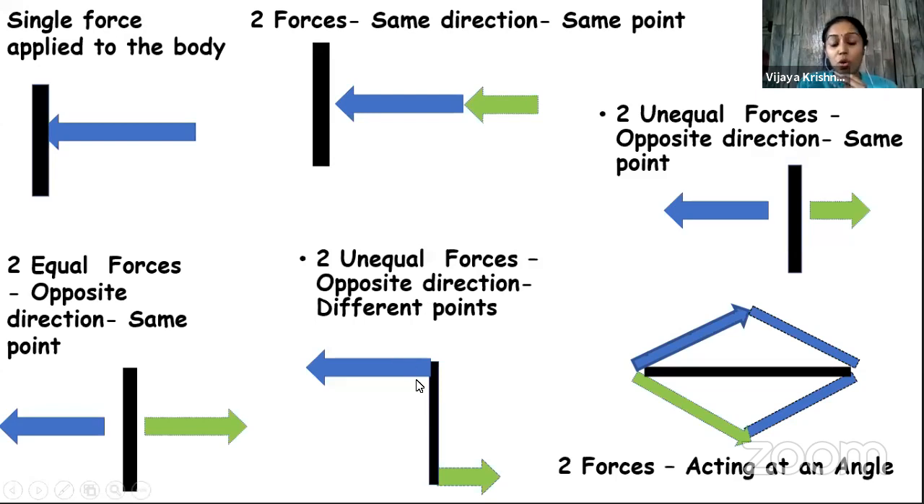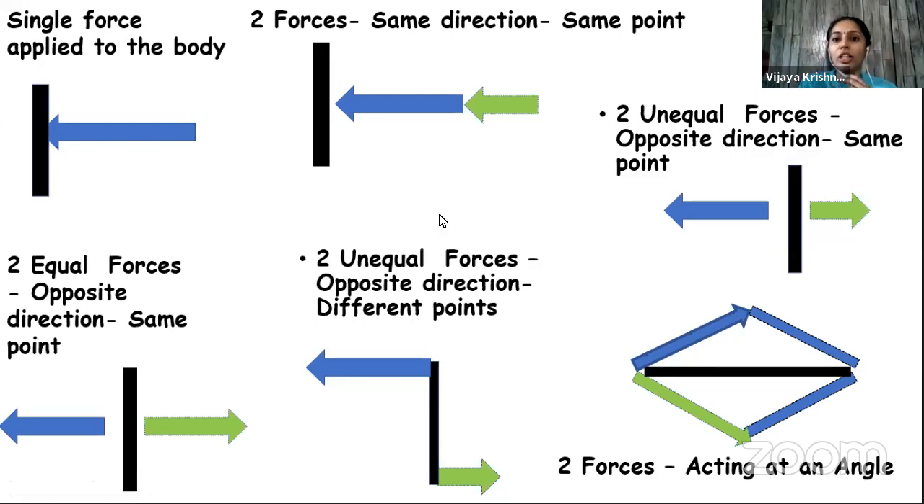Same thing here, two unequal forces, but they are acting in opposite direction at different points. Now what is going to happen to the body when two forces are acting at different points? It's going to cause an angular movement or an angular rotation. Same thing, when two forces are acting at an angle here, the movement of the body can be predicted by resolving those forces, which is known as the parallelogram law of forces. So based on this, the movement of the body will occur according to the composition of forces.